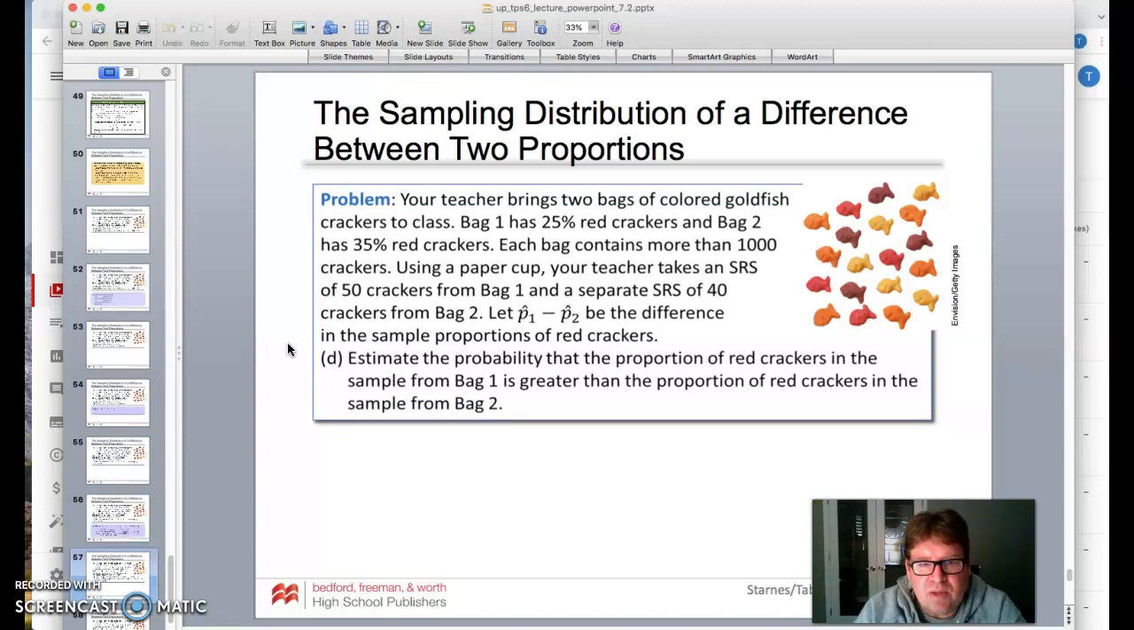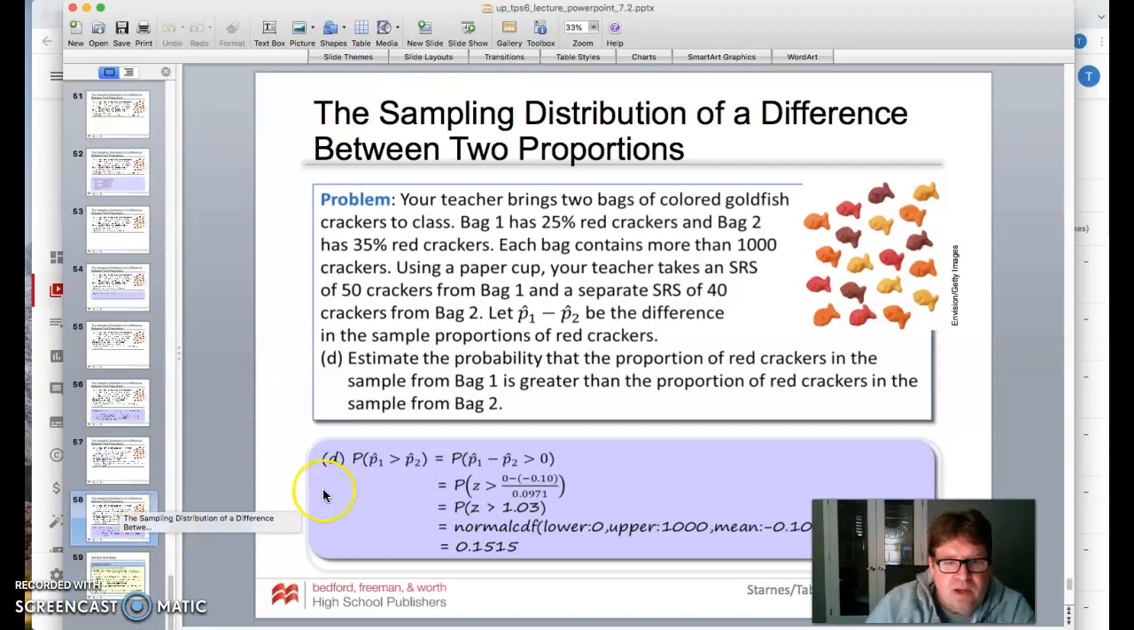Now, again, estimate the probability that the proportion of red crackers in the sample from bag 1 is greater than the proportion of red crackers from bag 2 in the sample. Well, really what we're trying to say is that the difference between those is greater than 0. So our actual value is 0, and what we're going to do is subtract the true mean, negative 0.10, divided by that standard deviation that we figured out. Okay, so what we have to do is figure out the probability that the z-score is greater than 1.03.